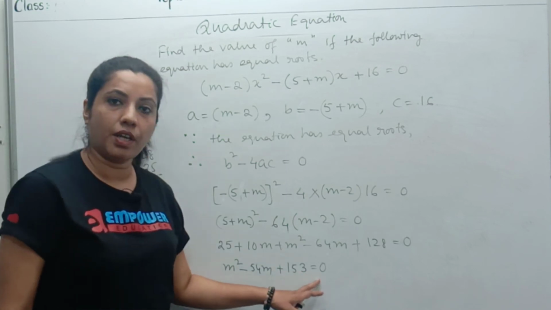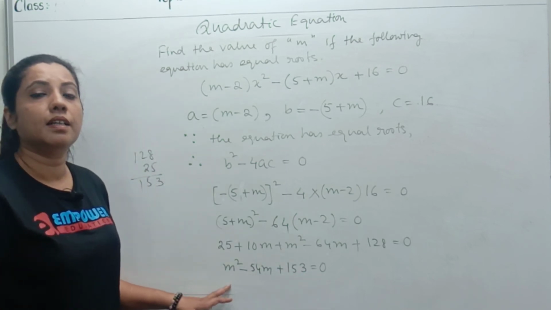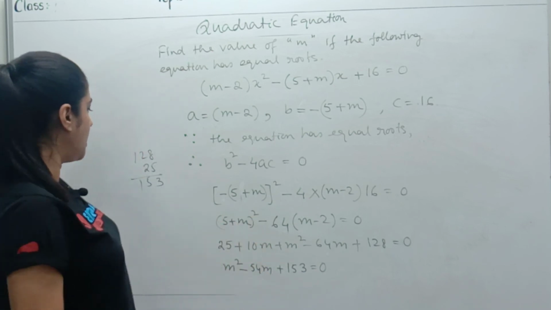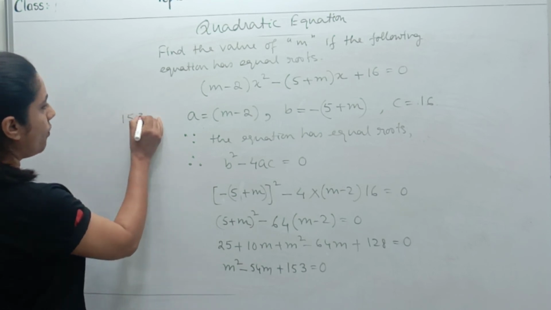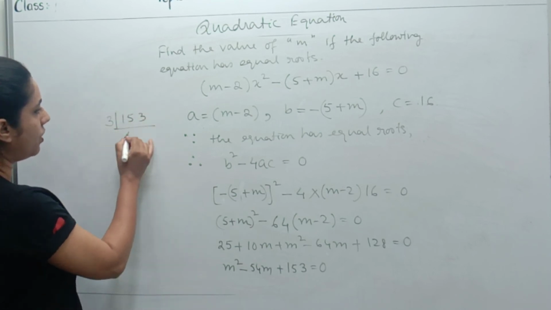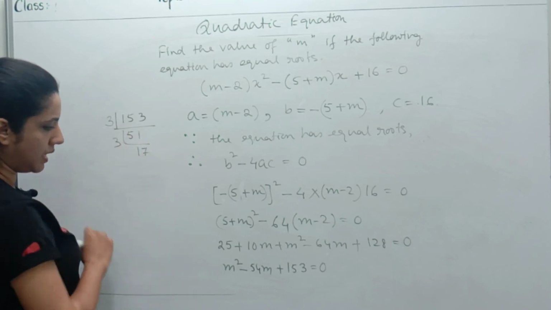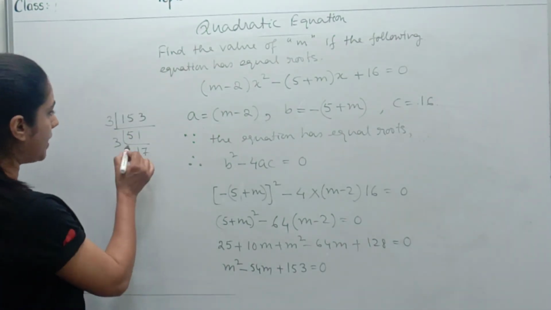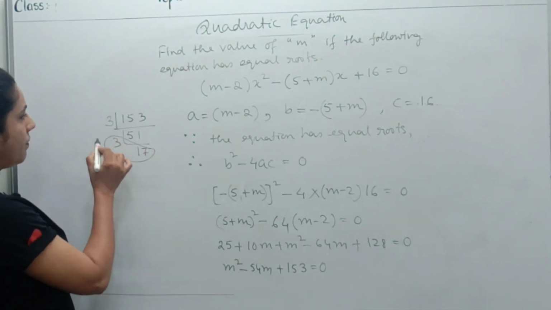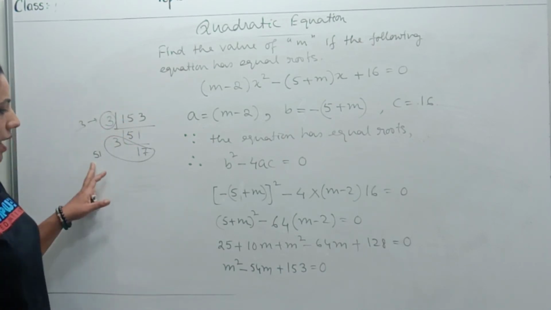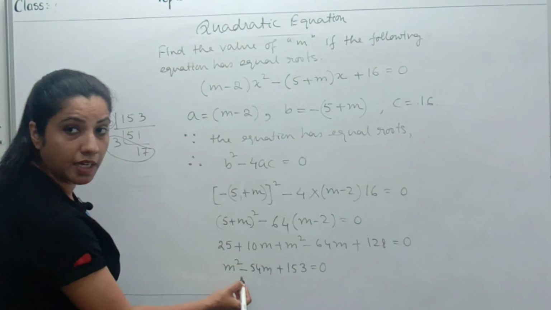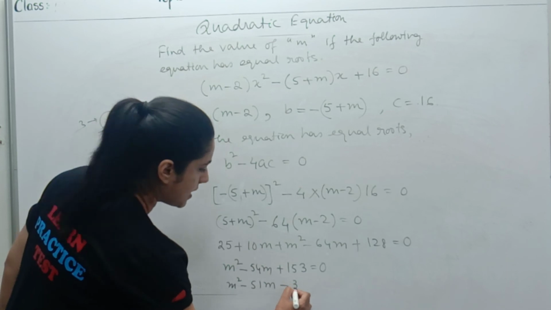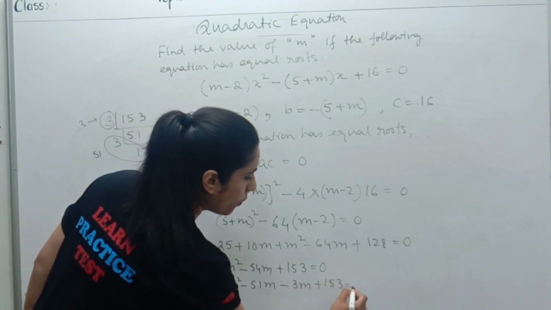Now this is again a quadratic equation. We have to solve it by splitting the middle term, and we have to get the two values of m. Let us see what are the factors of 153. We'll divide it by 3, 3, 5, 3, 1, 3, 17. So 17 into 3 is 51. 51 and 3 are the two factors, and 51 and 3 will give you 54. We need minus 54. So we'll write minus 51m minus 3m plus 153 equal to 0.